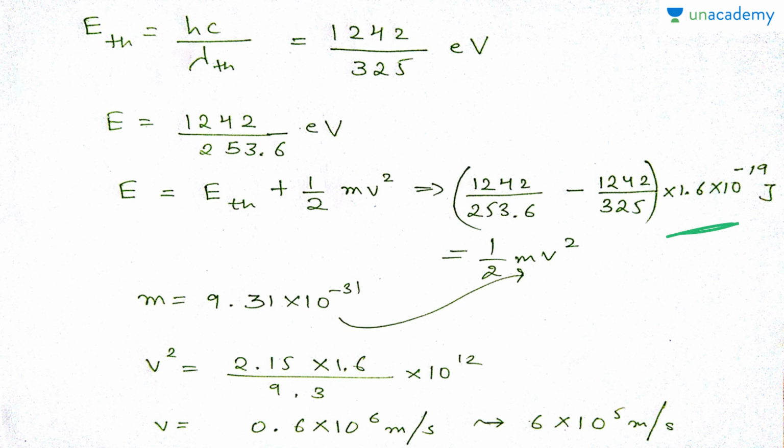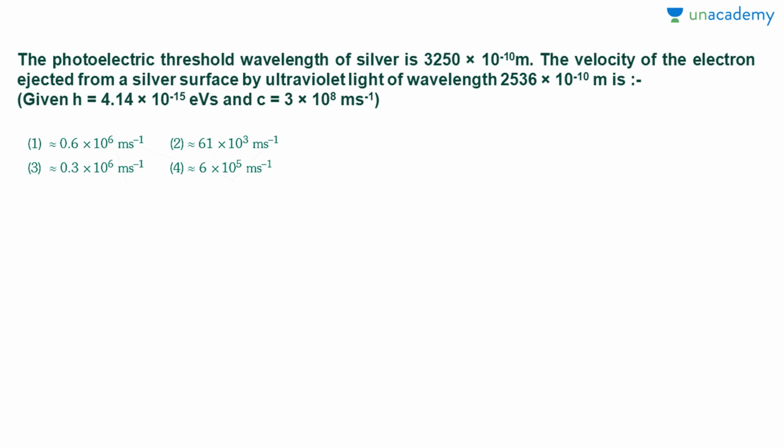Since these are in electron volt, and we know that 1 electron volt is equal to 1.6 into 10 to the power minus 19 joule, this term minus this term will come as 1242 upon 253.6 minus 1242 upon 325, into 1.6 into 10 to the power minus 19 joule. That will be equivalent to half mv square. Mass of the electron is 9.31 into 10 to the power minus 31. Put the value of m, and upon solving we will get v as 0.6 into 10 to the power 6 meter per second, or in other words 6 into 10 to the power 5 meter per second.